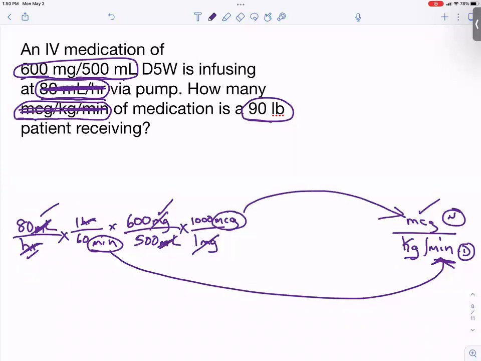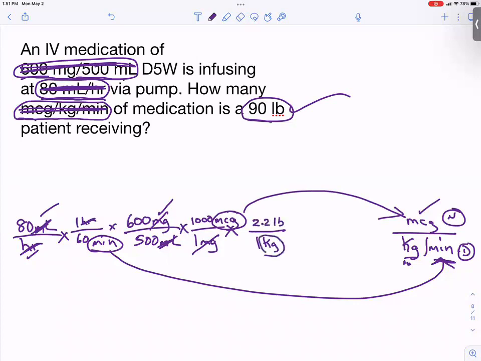So how do I get kilograms? And this is the part that people struggle with. I have a weight that's pounds, but I need kilograms in my denominator. So I need to start with the kilograms in my denominator. 1 kilogram is 2.2 pounds.